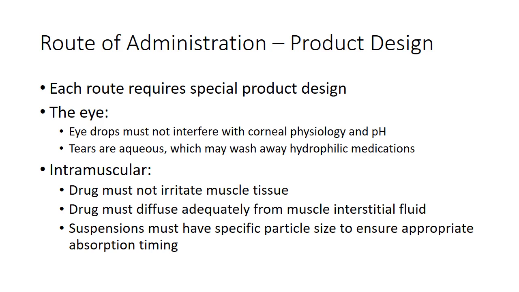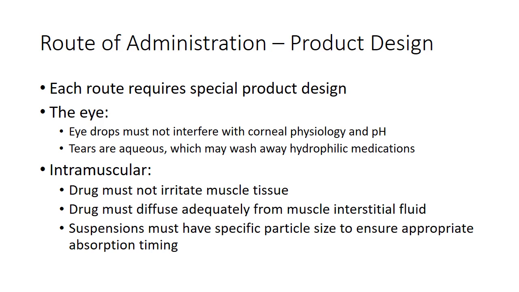So intramuscular drugs: a drug must not irritate muscle tissue. Only certain drugs are able to be administered IM without causing muscle damage or muscle irritation. A drug must diffuse adequately from the muscle interstitial fluid. So the size of the molecules is going to be important in IM delivery. Too large may mean very slow absorption. Very small might mean very rapid absorption. So we have all these different formulations for IM, different molecule sizes, but then also suspensions and things like that to prolong the absorption if that's the goal.